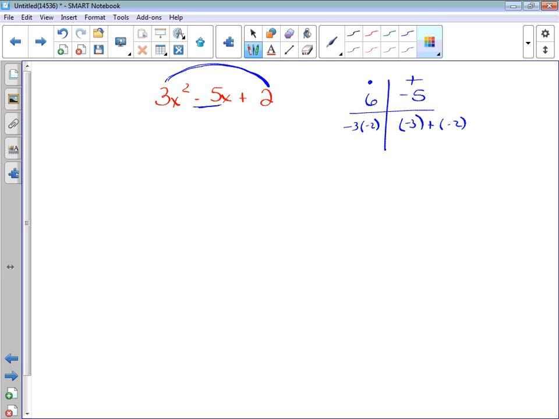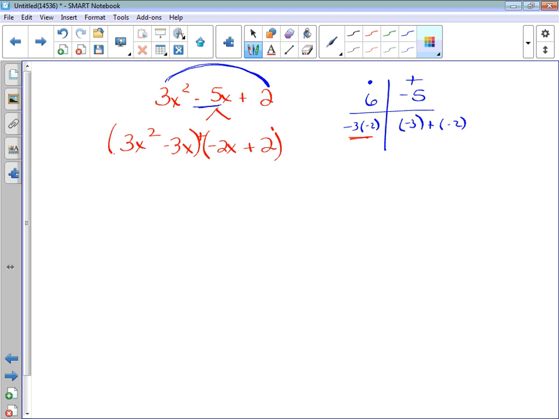What you do over here, leave the 3x squared alone, and then leave the plus 2 alone. We are going to rewrite this -5x using these two numbers. So you're going to write minus 3x minus 2x. So you just split that up so you have 4 terms. Okay? Then it's called grouping because you then group. Make sure you get a plus sign between there.